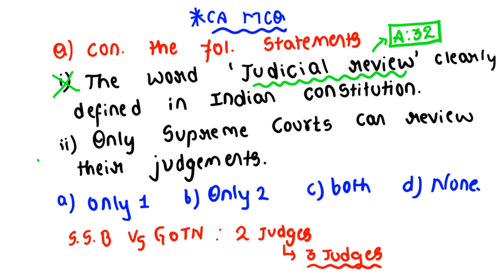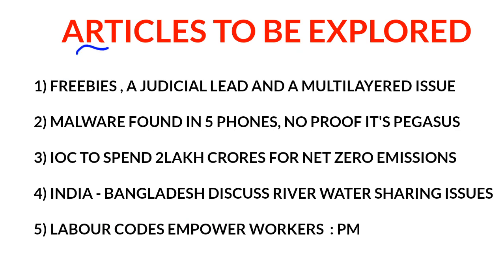And next, see, the implicit power would generally be this, right? Then does only the Supreme Court hold it? No. In India, both the Supreme Court and High Courts have the power to go for judicial review. Clear? So the answer is ultimately D, none. Both the statements here are wrong. Clear? Now check the articles to be explored. So these are the articles we are going to look at.